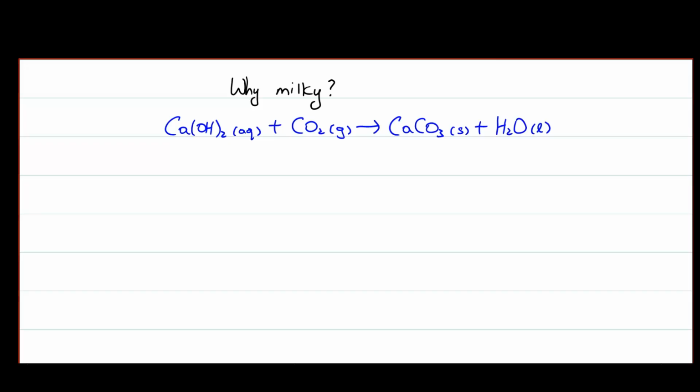When carbon dioxide is bubbled into lime water, it reacts to form calcium carbonate. This is our white precipitate. Now, this is the key point. Calcium carbonate is an insoluble white solid. So a white precipitate forms, and that is why the lime water turns milky.